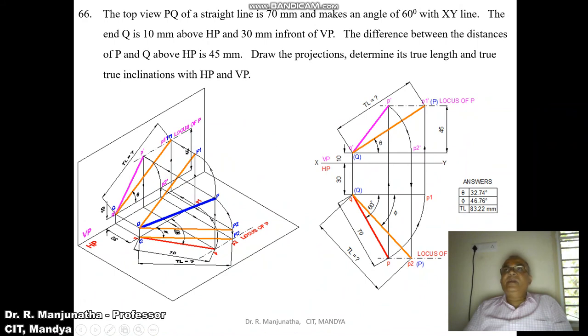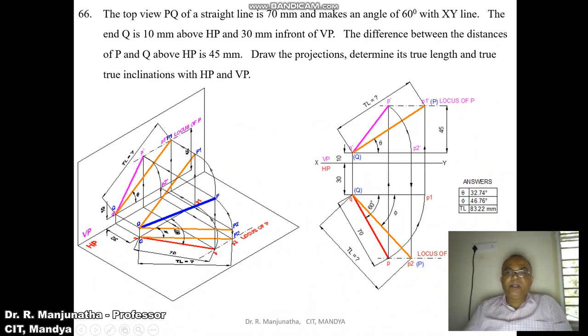So similarly, when you are doing it in the orthographic view, with Q dash as center, taking the radius of Q dash P dash, you rotate it and make it parallel to HP. So that means Q dash is above HP by 10 mm and P2 dash is also above HP by 10 mm. So you make this line parallel to HP. Once you make that line parallel to HP, its corresponding top view.